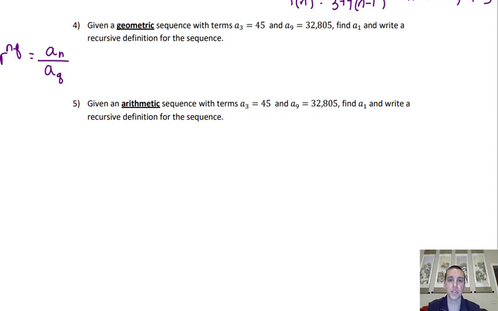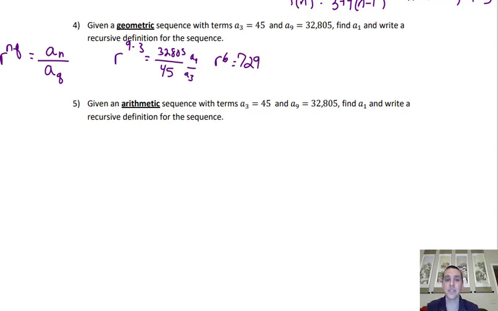So let's look at what this would look like. We're going to say that r to the 9 minus 3 equals 32,805 divided by 45. This is really a sub 9 divided by a sub 3, so I'm going to raise it to the 9 minus 3. So I have r to the 6 equals 729. Use a calculator for that.